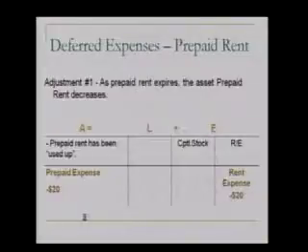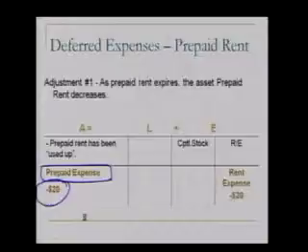So as prepaid rent expires, and what do I mean by that? As we start to actually receive the benefit of it and generate some revenue from it, the asset prepaid rent will decrease. She had prepaid next month's rent. Well, it's the end of the month now. We've used it up. So what we need to do is adjust the prepaid rent account. That prepaid expense account has been used up, and it's going to go down by the $20.